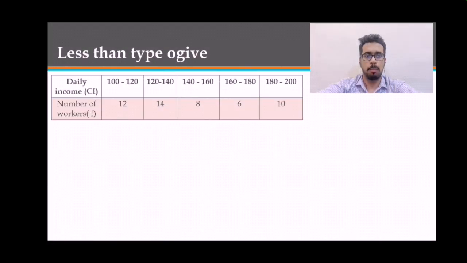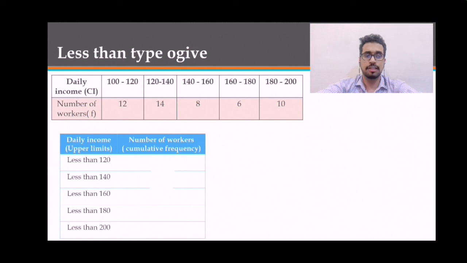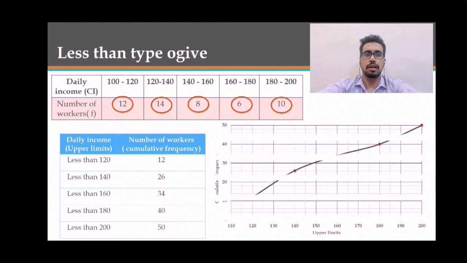A less than type ogive. Whenever we are given a normal problem, it is essential to convert the given frequency table into a cumulative frequency table. Here we observe the value of less than 120. There is only one value that is less than 120, which is 12. The next is less than 140. There are two values, that is 12 and 14, together would give me 26. Like this, I add 18 to get 44. Then I add 6 to get 40. Then I add 10 to get 50. Once I am done with converting the table, I would consider all the upper limits on my x-axis and all the cumulative frequencies on my y-axis to plot an ogive.